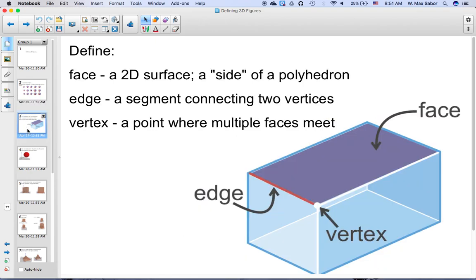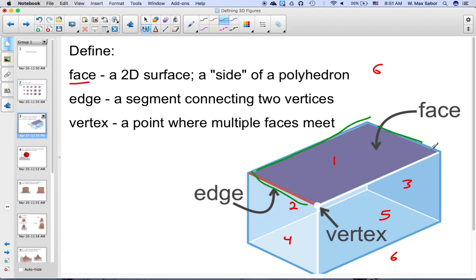A face is a two-dimensional surface, a side of a polyhedron. An edge is a segment connecting two vertices, and a vertex is a point where multiple faces meet. So if we wanted to count faces, we have 1, 2, 3, 4, 5, and then the bottom 6. There are 6 faces on this polyhedron. It'll be different for different ones.